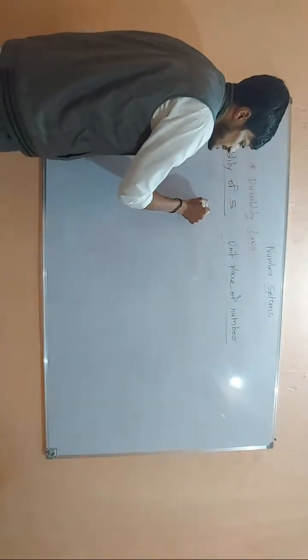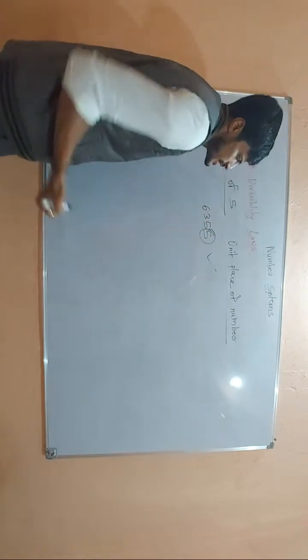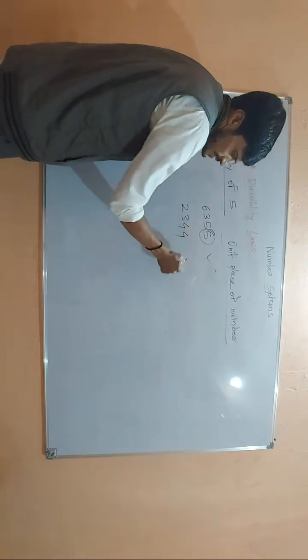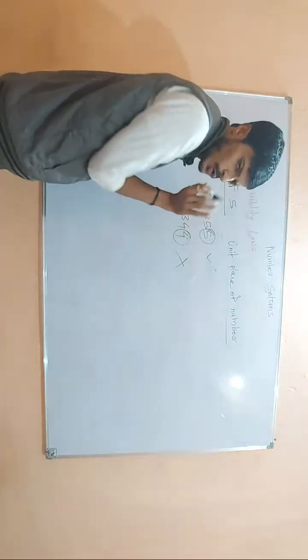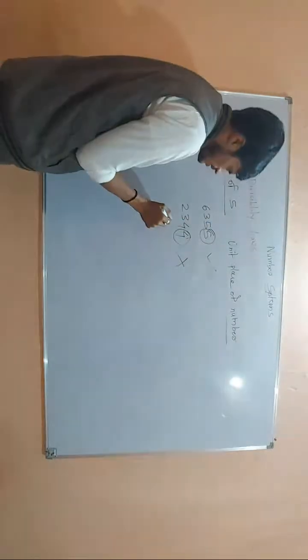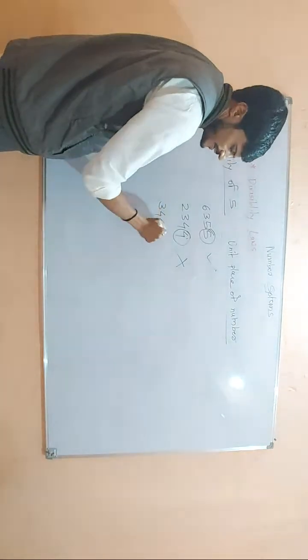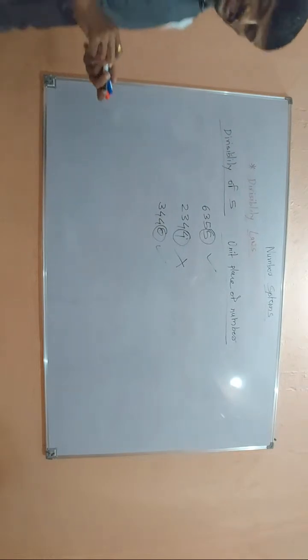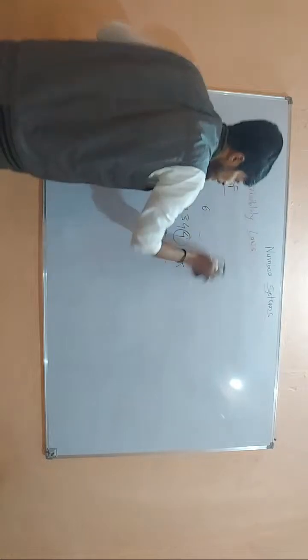For example, 6355. Yes, unit place is 5. This number is divisible by 5. Another, 2344. This one is not divisible by 5 because the unit place is 4. Then another, take 3440. Definitely this number will be divisible by 5. So that is the divisibility of 5. Let us take the next one.